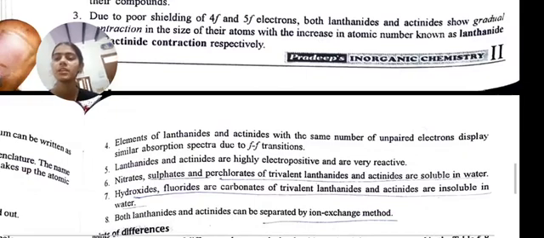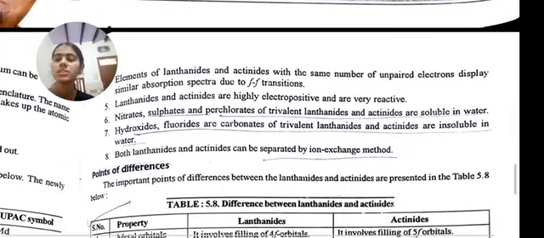Fourth point: the elements of lanthanides and actinides with the same number of unpaired electrons display similar absorption spectra due to f-f transitions. Lanthanides and actinides are highly electropositive and very reactive. Nitrates, sulfates, and perchlorates of trivalent lanthanides and actinides are soluble in water. Hydroxides, fluorides and carbonates of trivalent lanthanides and actinides are insoluble in water. Eighth and the last point for the similarities is that they can be separated by the ion exchange method.